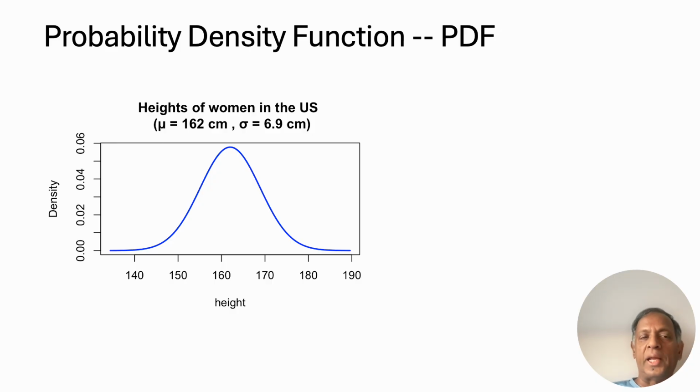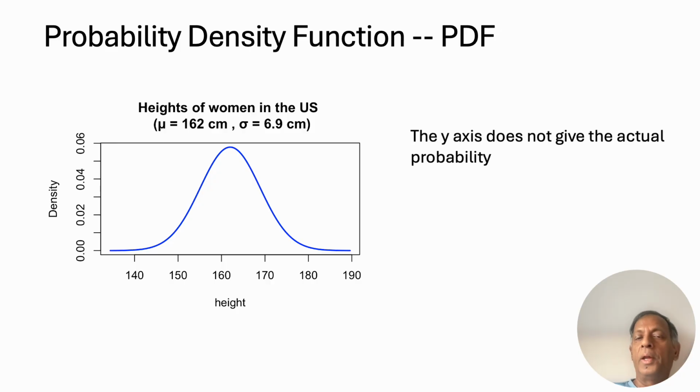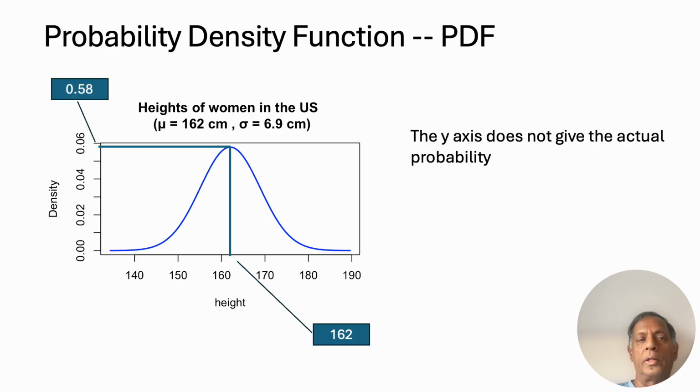Okay, now I cannot say what is the probability for a particular person. The point is the height now does not give the actual probability, whereas in the discrete case the height of the bar gave us the actual probability. In the continuous case, the height does not give us the actual probability. So take, for example, a height of 162. Okay, now that cuts the y-axis at 0.058. It should be 0.058, not 0.58, because this is 0.06.